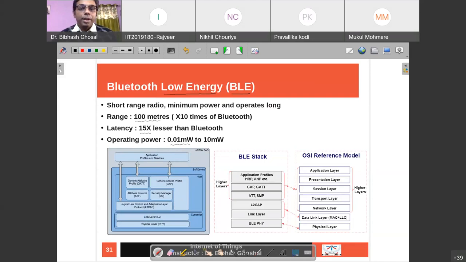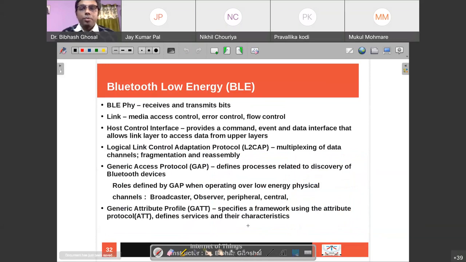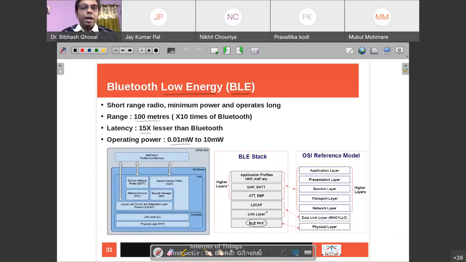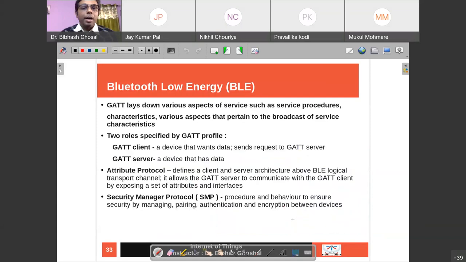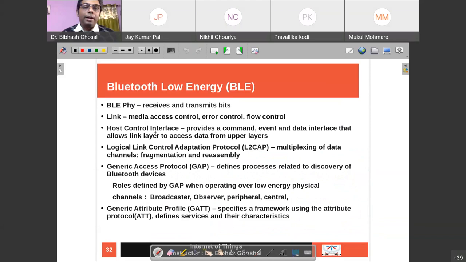As you see here, this also has its own stack, and sitting at the bottom is the physical layer, which is handling the transmission of the bits. Okay, so this is responsible for reception and transmission. Then sitting on top of that is the link layer again, which, if you compare that with the OSI model, is the data link layer, whose responsibility is to handle the media access control. That is, it ensures that the bits actually reach the network device. It handles the error control and the flow control.